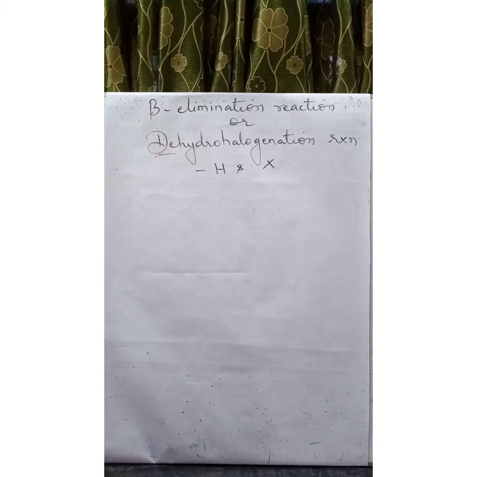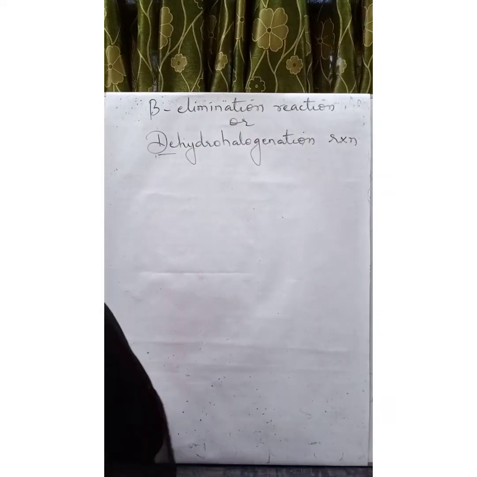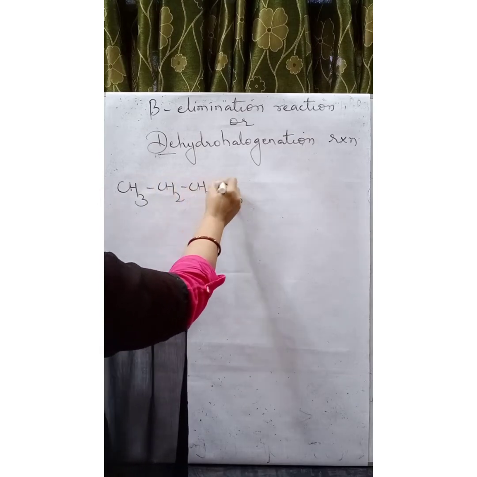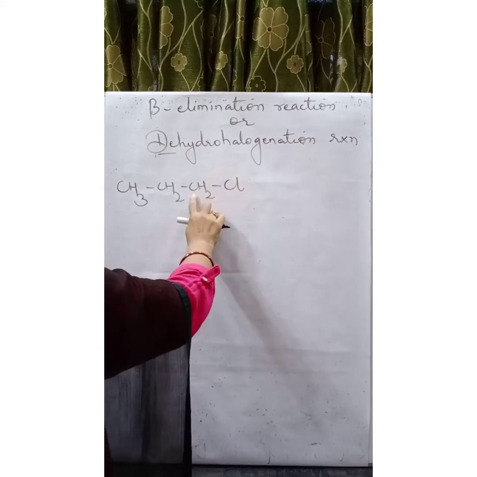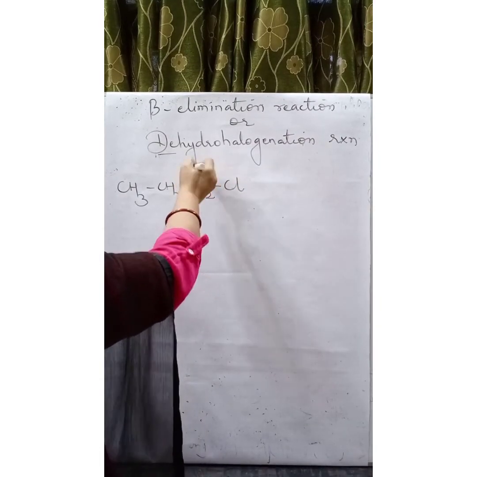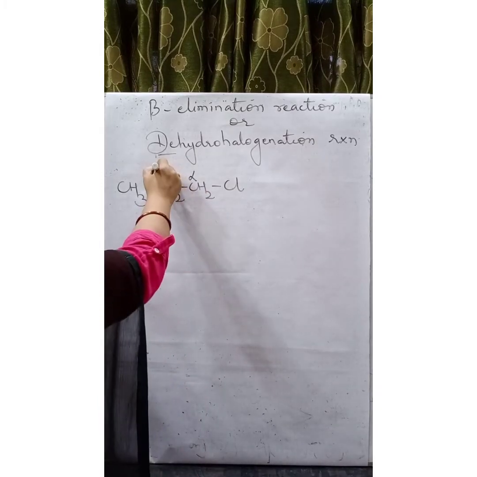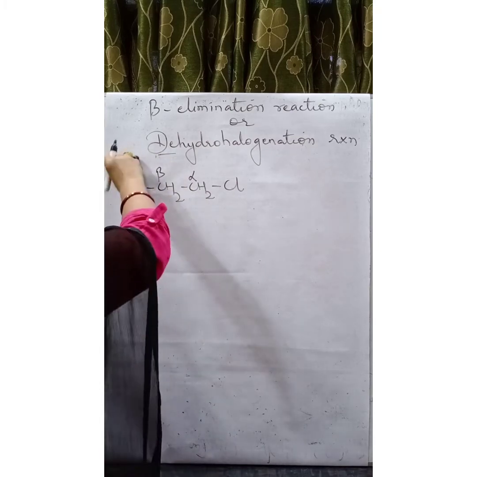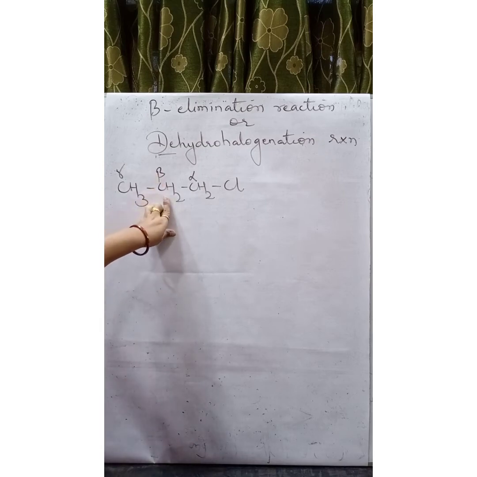Now before starting, we should be very clear about what is alpha carbon and beta carbon. For example, I take chloropropane. Here chlorine is the functional group. The carbon to which functional group is attached is termed as alpha carbon. The carbon present next to alpha carbon is known as beta carbon. The next to beta carbon is known as gamma, then delta and so on. We are not concerned with all these things. We are only concerned with beta carbon.